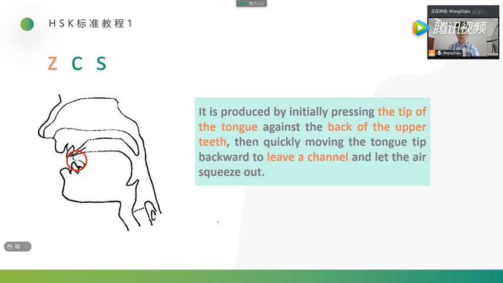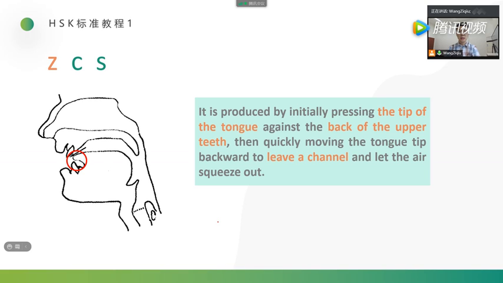Unlike zh, ch, sh, when reading z, c, s, these 3 initials, you don't need to raise your tongue. Let's look at the first one. Z.